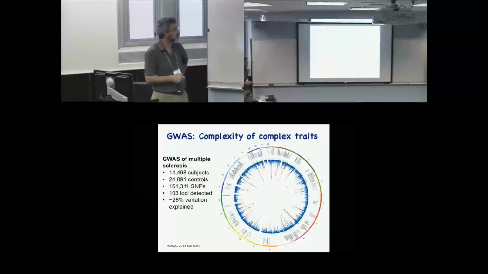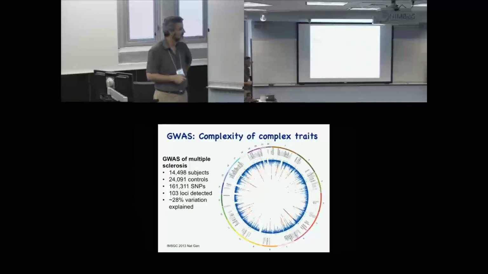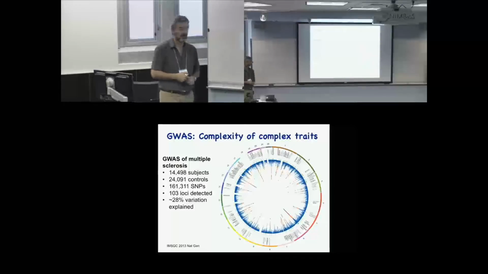So in this study, there are about 15,000 subjects and 24,000 controls. They looked at a small number of markers, 160,000 SNPs, which is now small. And they identified 103 loci. And this is really important. Even though they had what for an evolutionary geneticist would be a huge study and identified a lot of loci, they're still only explaining 28% of the variation.